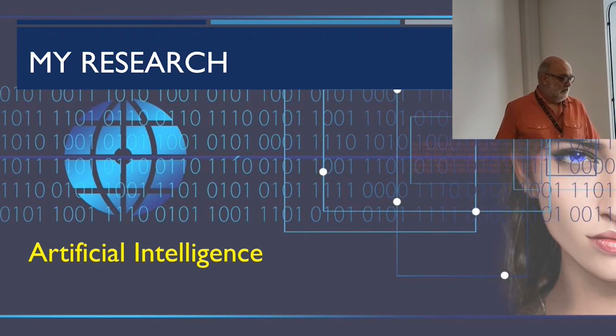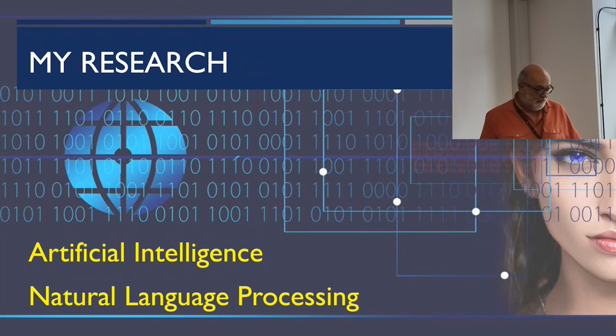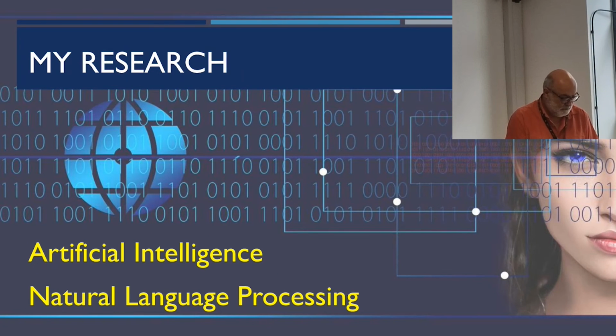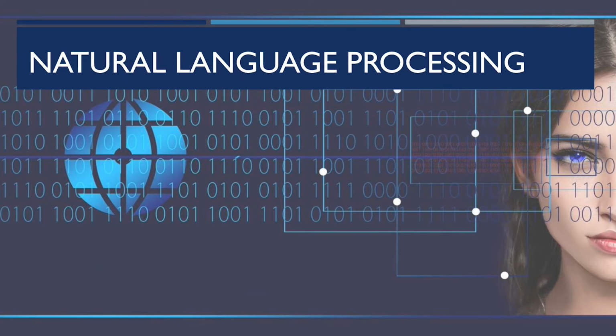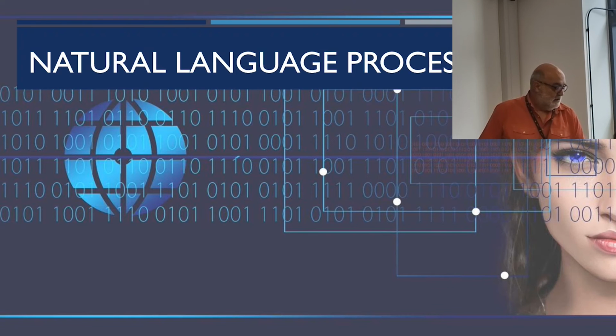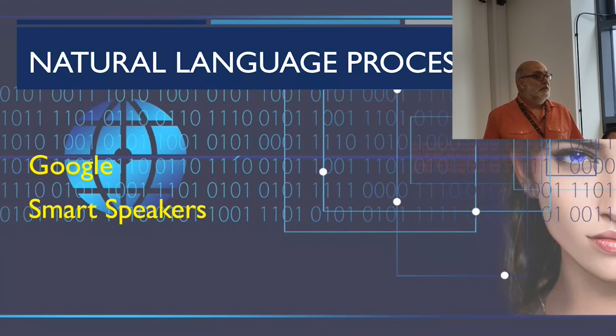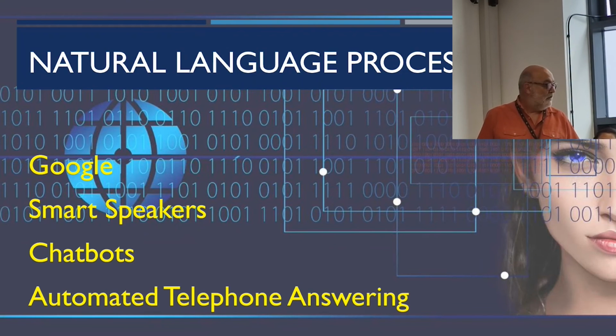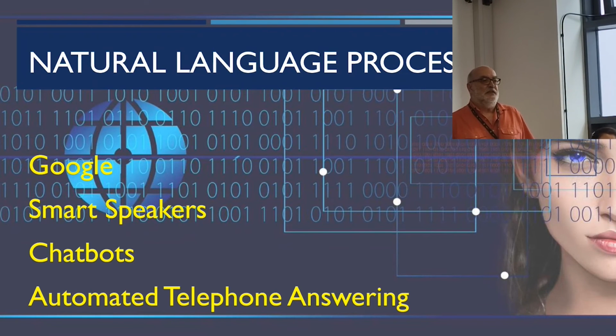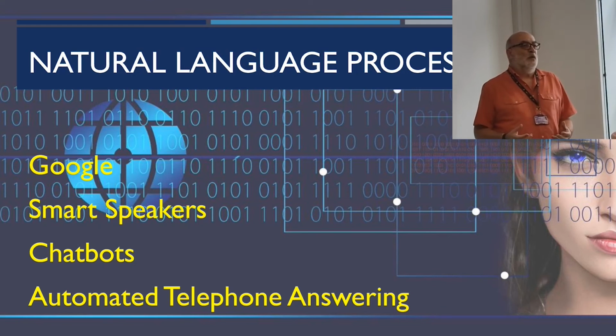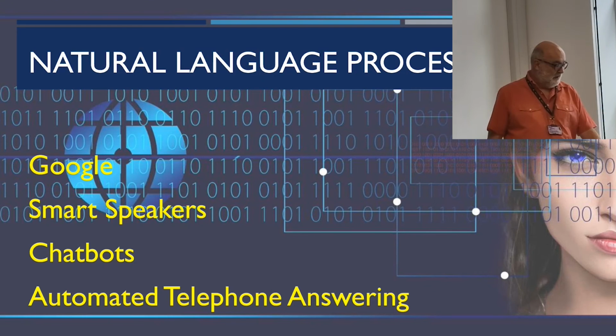I'm looking at using a branch of artificial intelligence called natural language processing. Natural language processing gives the computer the ability to read and understand websites and emails. In fact, Google uses it to index websites for its search engine and to understand the queries you put in. Smart speakers, the same. Chatbots and automated telephone answering systems will also try to understand your query and answer them, or at least put you in contact with somebody who can do that.